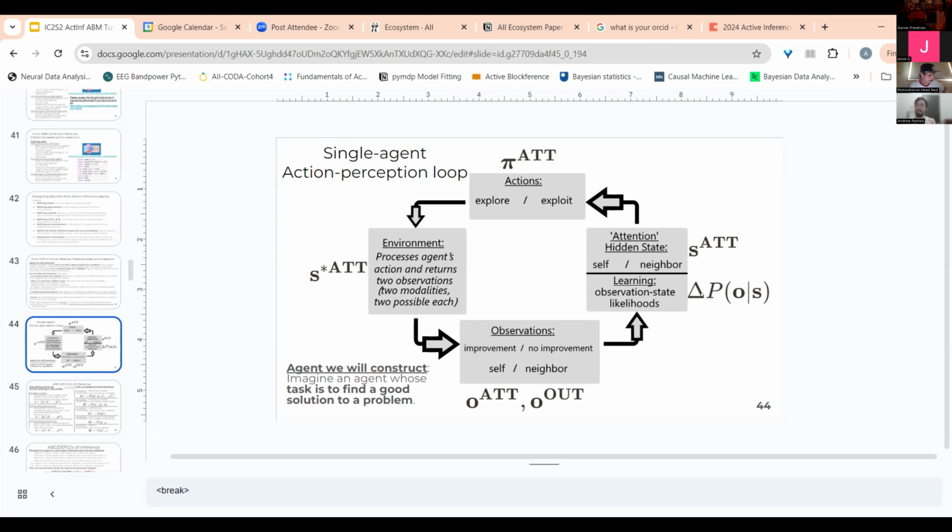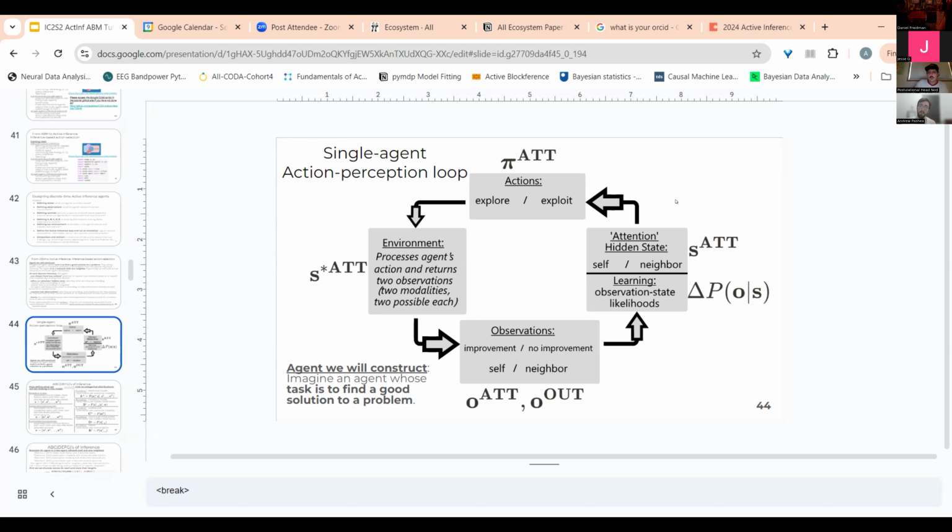And whenever you combine that with the idea of learning their likelihood model, which is what this delta, this triangle means, they can learn that, oh, if I pay attention to myself, I see an improvement more than if I pay attention to my neighbor, right? So these parameters get adjusted over time. These are the agent's beliefs changing based on their learning from experience.